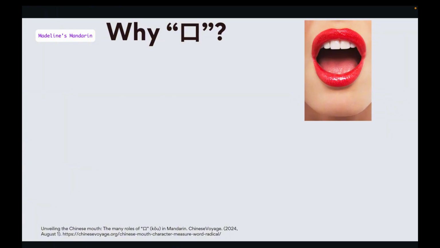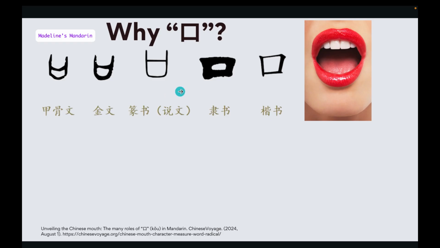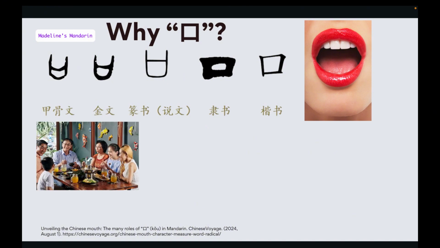But why do we use 口 as a measure word to describe the number of members? Now look at this picture. All these characters are 口 in different time periods in ancient China. 口 is a pictograph from ancient times. It represents the word mouth and is closely related to the concept of family. Providing for one's family and bringing food to the table, or keeping the mouth fed, was probably the most important concern to a family in ancient China. So when telling the number of family members, 口 is usually used as the measure word.